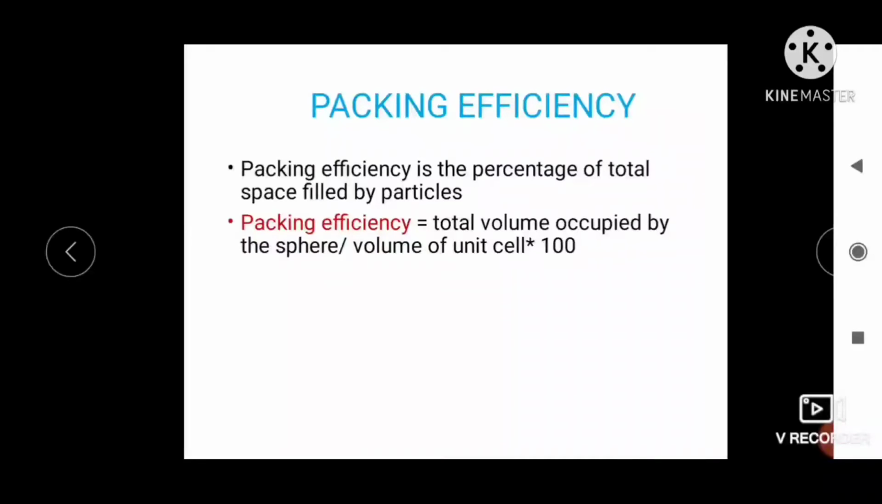Packing efficiency. In whatever way the constituent particles such as atoms, molecules or ions are packed, there is always some free space in the form of voids. And the packing efficiency is the percentage of total space filled by the particles. Packing efficiency is calculated using the equation: total volume occupied by the spheres divided by volume of unit cell, into 100.